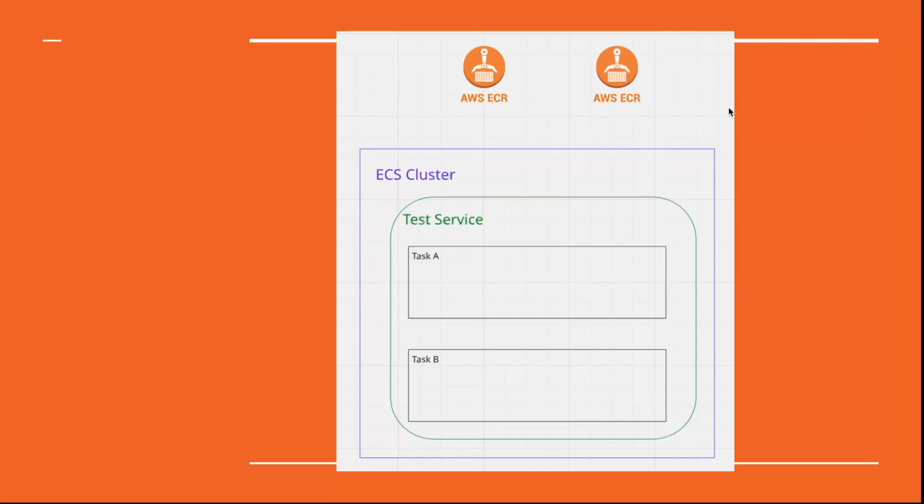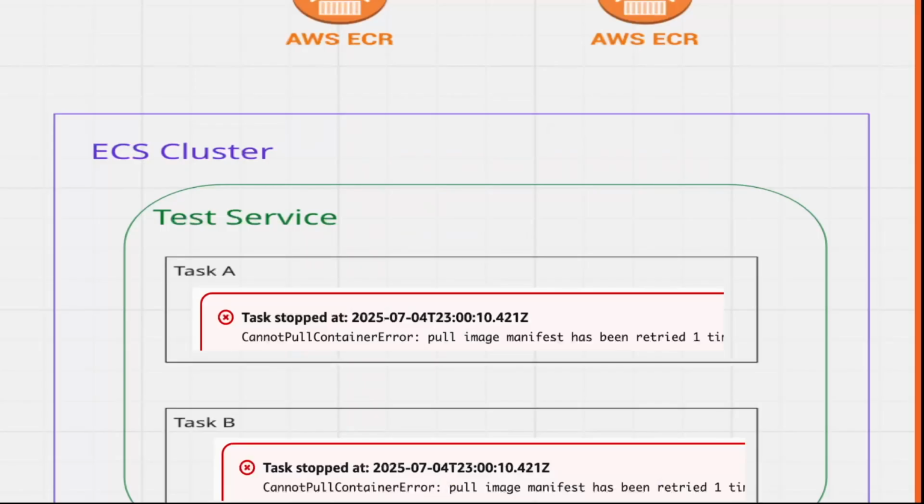But if you go to ECS and check the status, you will see a lot of failures in the tasks with the following message: cannot pull container error. I think this error is pretty self-explanatory, and the reason for this is that these two guys are empty. We have not uploaded anything there yet, and in this video we're gonna fix it.